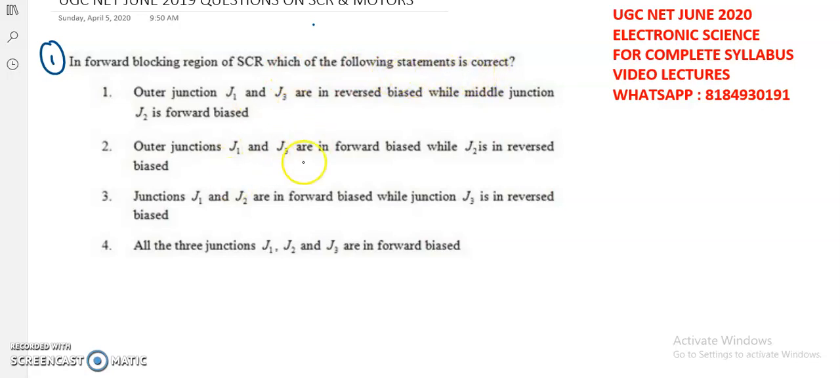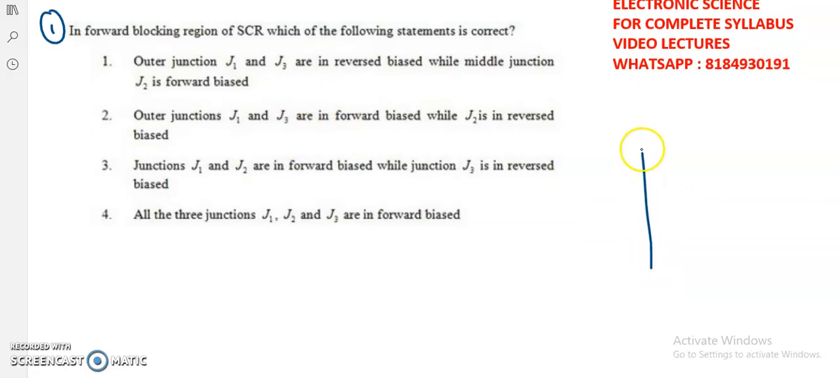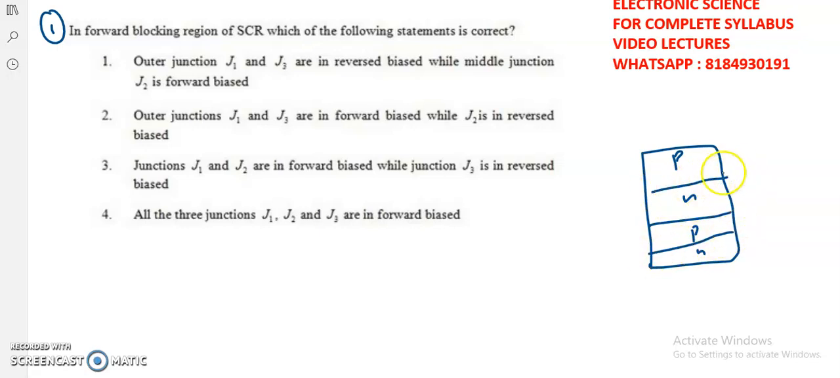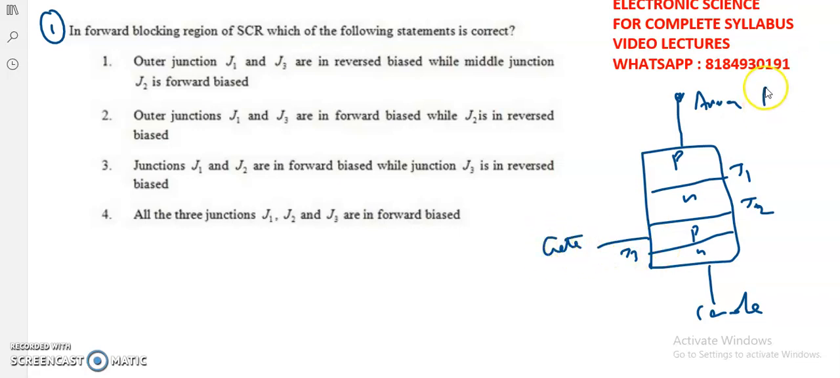Here they have given the junctions and the biasing conditions of those junctions. Coming to the SCR, generally SCR can be taken as a PNPN, that means it has a total of 3 junctions. Let's take them as junction 1, junction 2, and junction 3. This one is the anode and this is the cathode, and the layer nearer to the cathode, this P, is called the gate terminal. So simply we'll call them anode A, cathode K, and gate G.